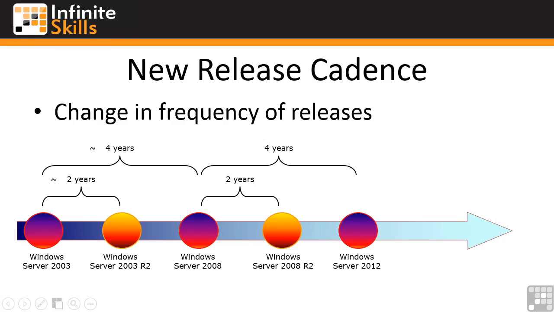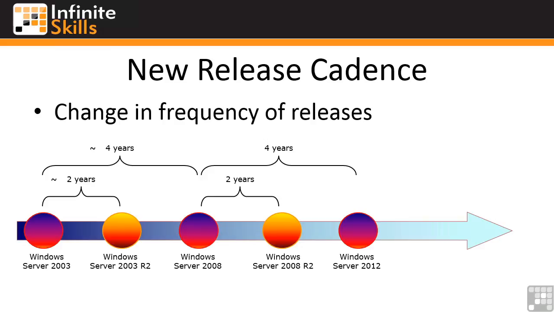Now there is a change with Windows Server 2012 R2 in the release cadence. Previously, the releases of Windows Server had been easily identifiable. They were at a periodic time interval. Every 2 years a new version shipped, with a major version, i.e. Windows Server 2003, then an R2 2 years later, and then 2 years after that the next major version.